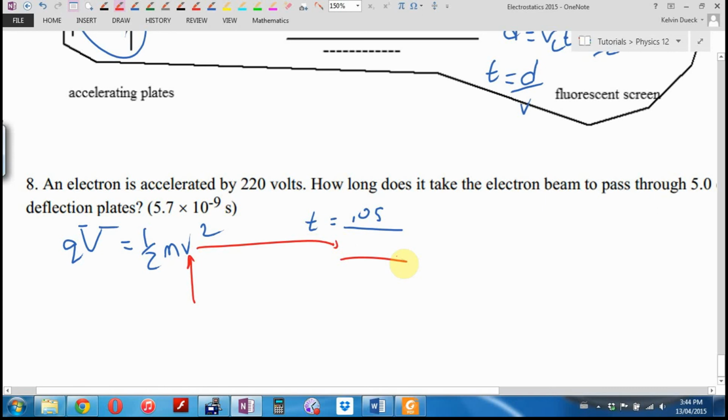So what's going to end up down here is going to be the square root of 2qV divided by the mass. That's the velocity there, and that'll give you the time to go that distance. That's from the cathode ray tube.